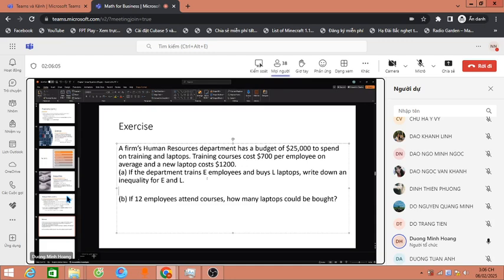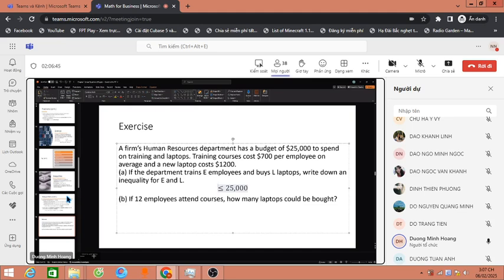Write down the budget inequality for E and L. So we have the budget of $25,000 over here, and this is the maximum amount that you can spend. So this should be a less than or equal sign.